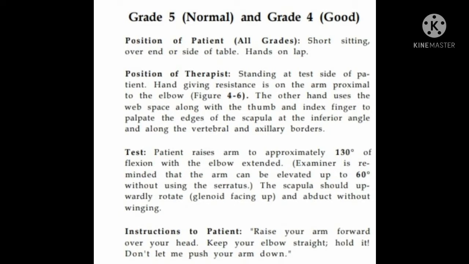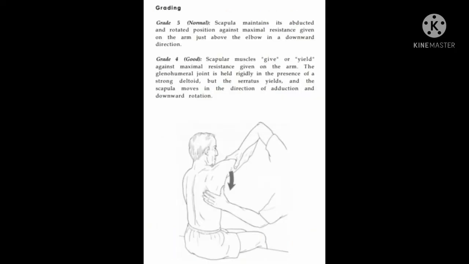Instruction given to the patient. Raise your arm forward over your head. Keep your elbow straight. Hold it. Do not let me push it down. Grade 5. Scapula maintains its abducted and rotated position against maximum resistance given on the arm just above the elbow in downward direction.